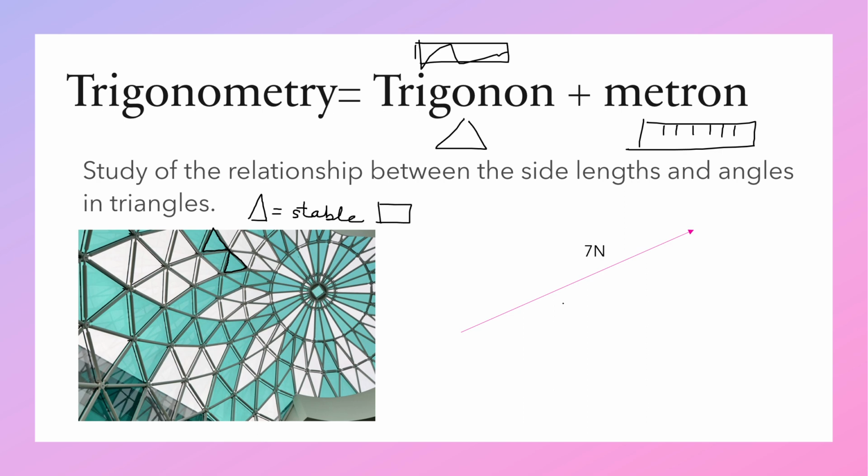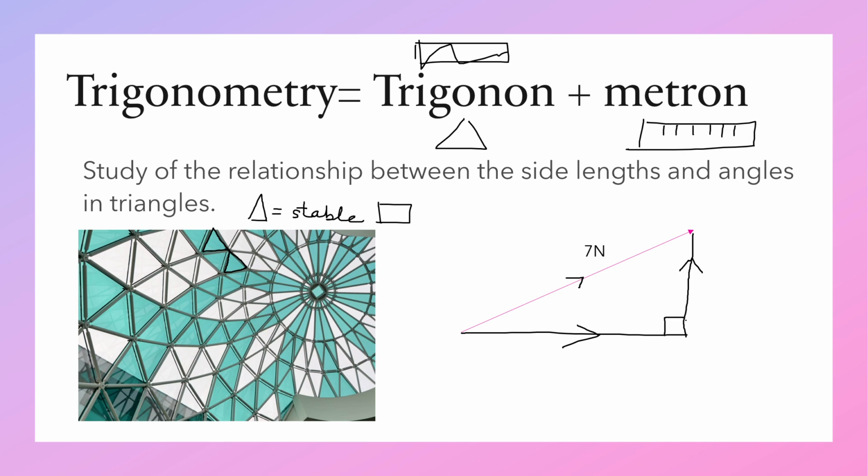We also use it for modelling forces, so not all forces go up and down. Some of them go diagonal. For example, this force here, 7 newtons, is having a horizontal effect to the right, but it's also having a vertical effect.